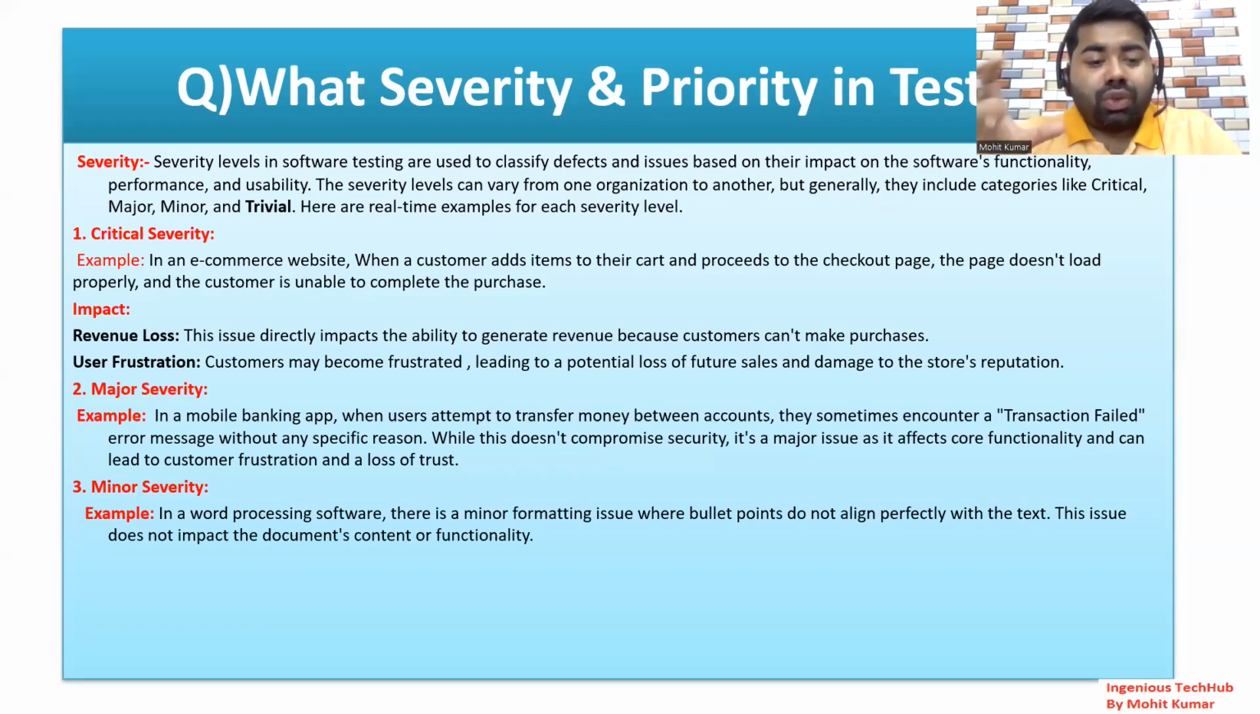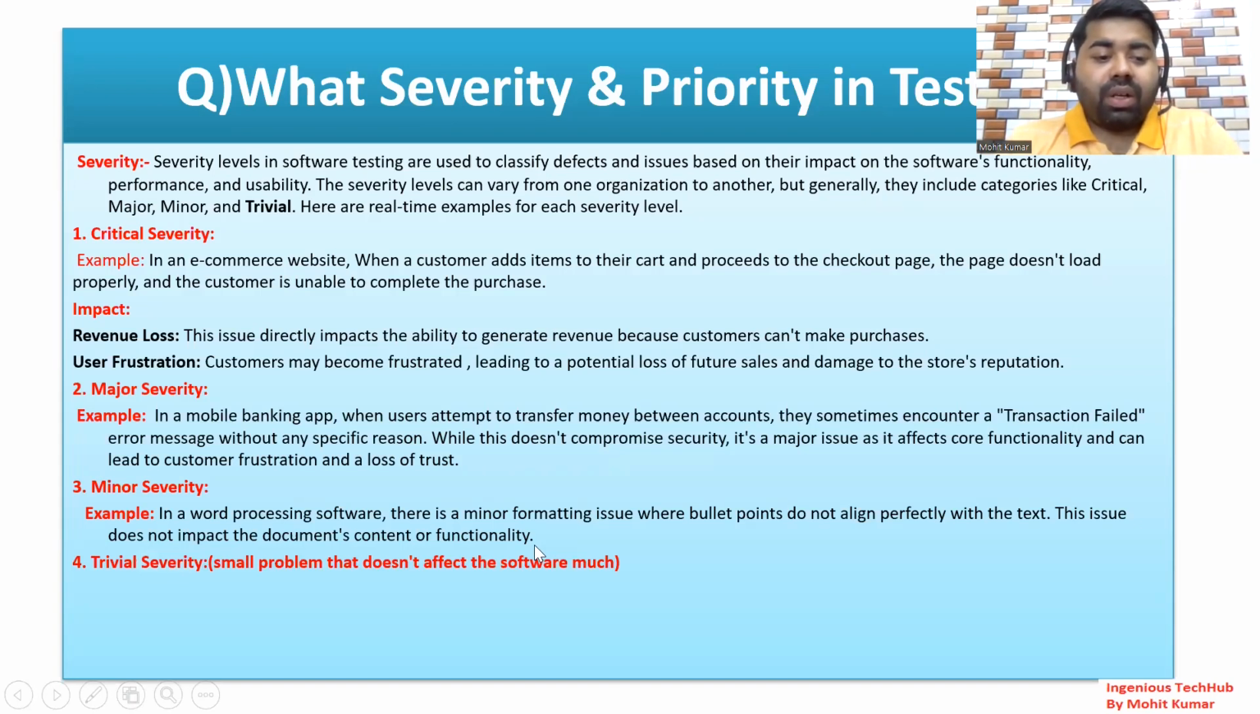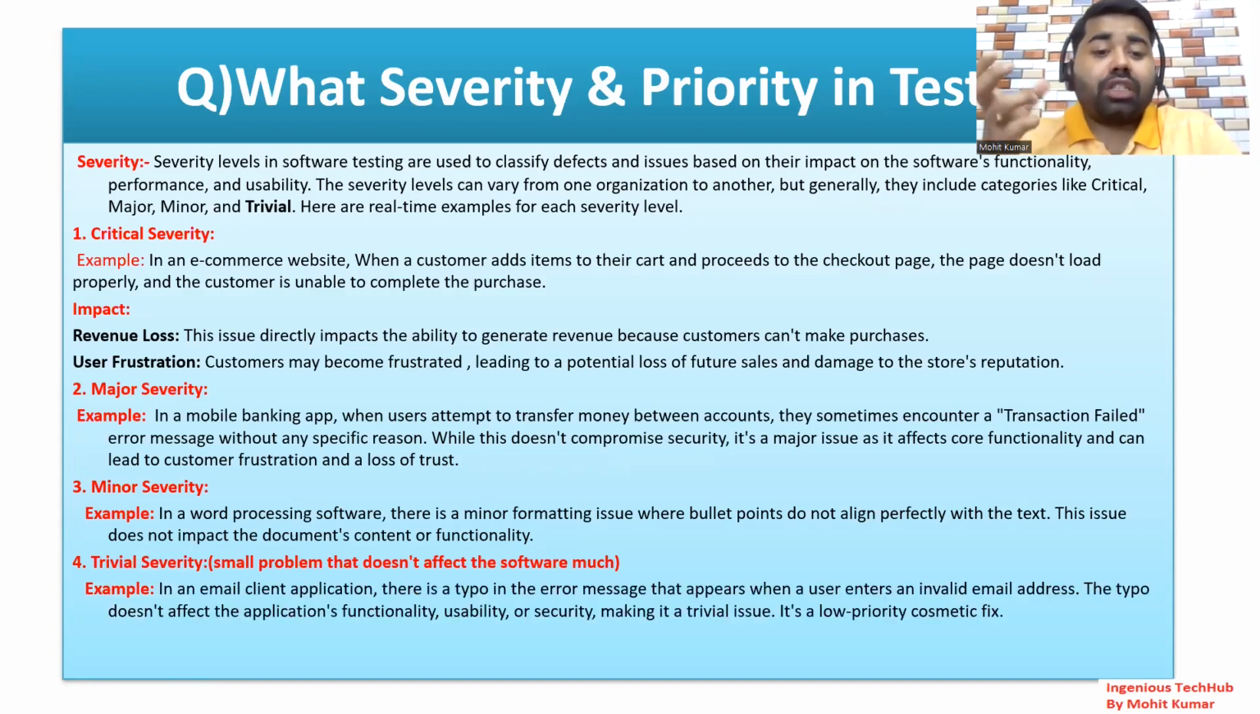This issue does not impact the document content or functionality. Even if you are preparing a document and that alignment is not working, it will not impact your content or your functionality. So this is your minor severity, right?